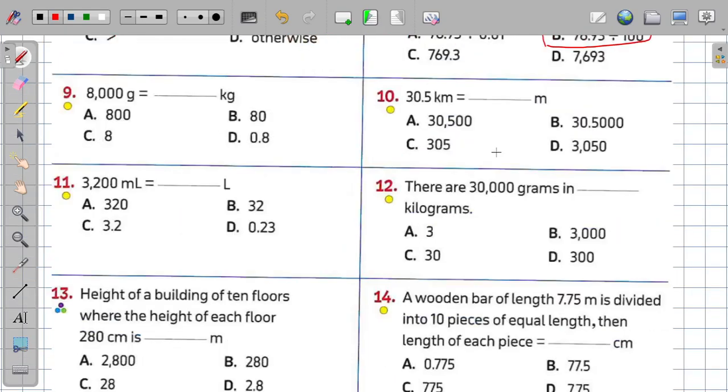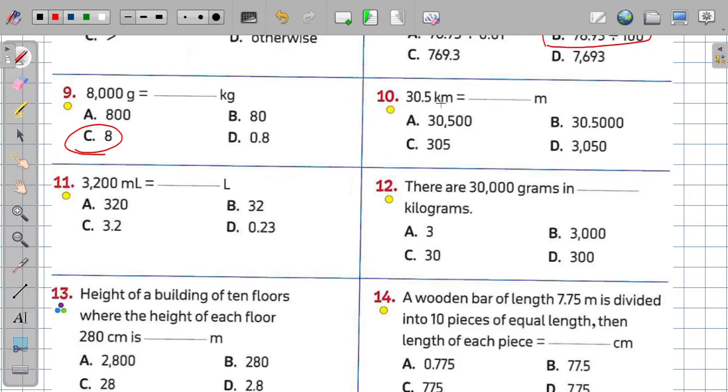Next, I have 8,000 gram equals how many kilogram? I think it's an easy one. It's 8 because we will divide 8,000 by 1,000. So it will be just 8.